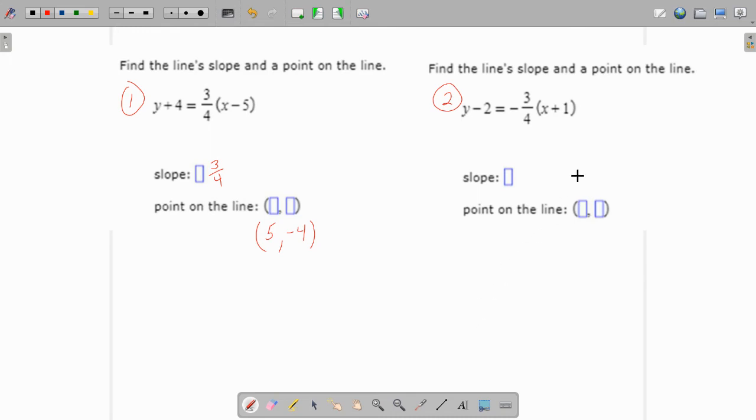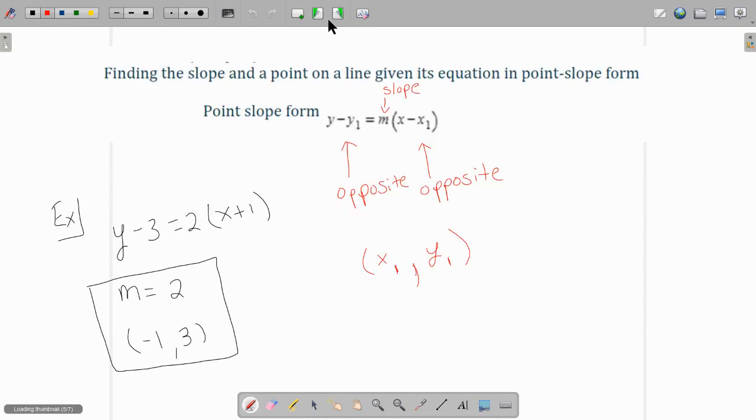Okay, let's do number 2. If you want to pause it, go ahead. If you already did it, just check your answer. So the slope is negative 3/4. That's our m right there. Okay, and then the x, opposite of positive 1 is negative 1, and the y, opposite of minus 2 is positive 2. So that's your point. And this is written in point slope form, just as given in this formula back here. This is point slope form.